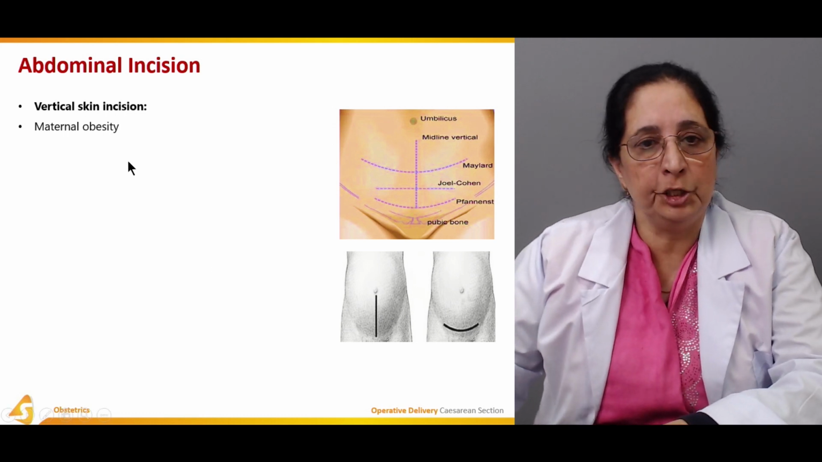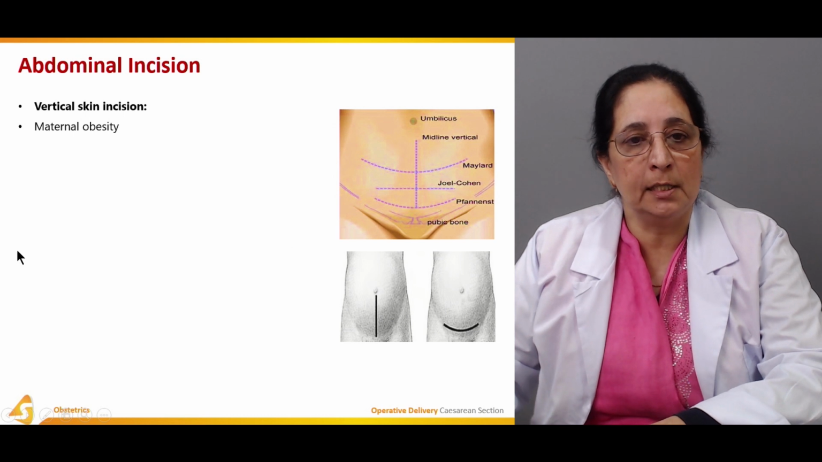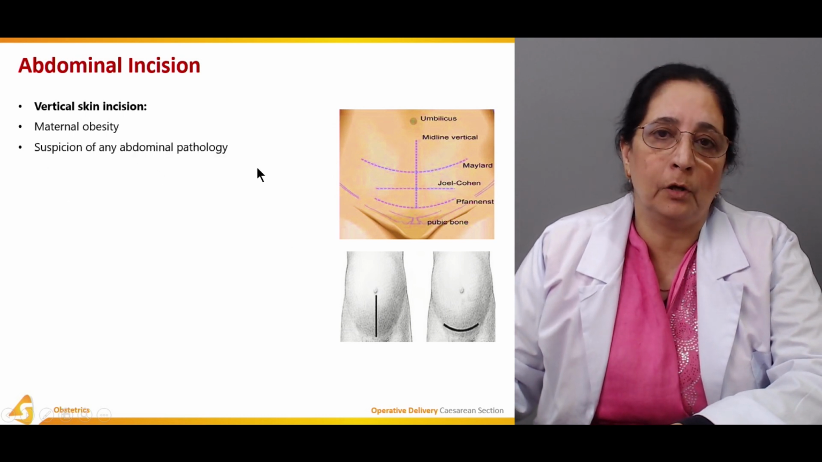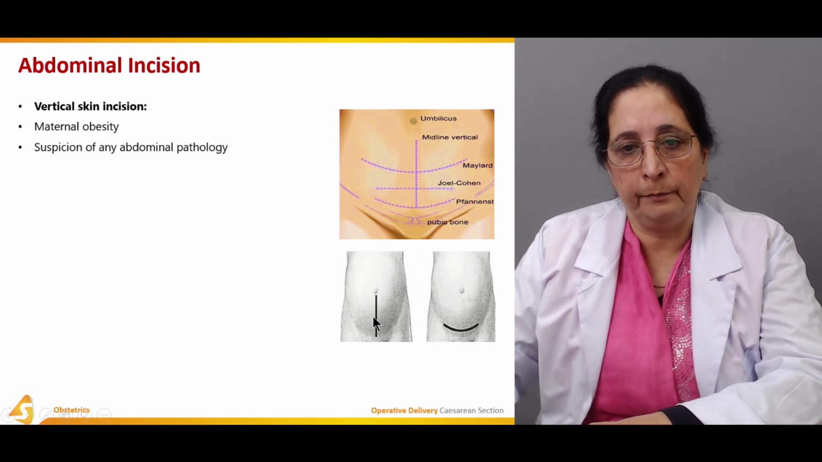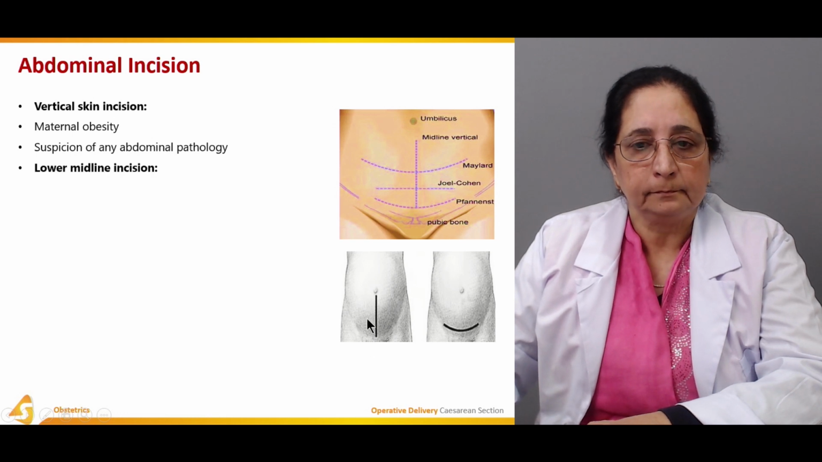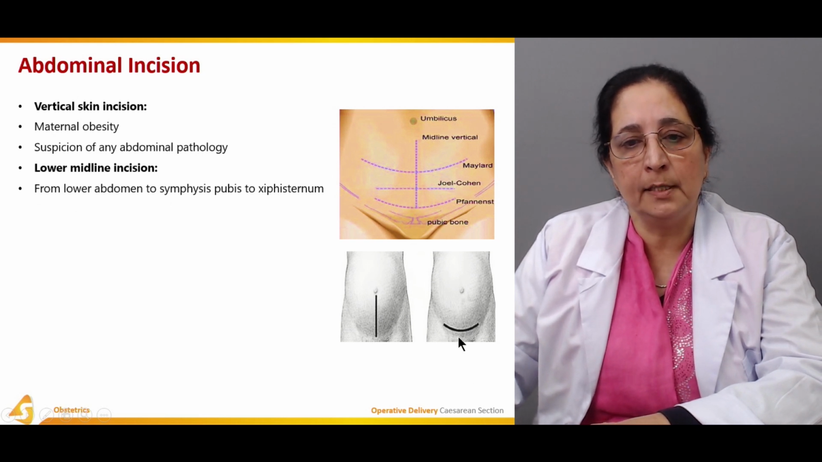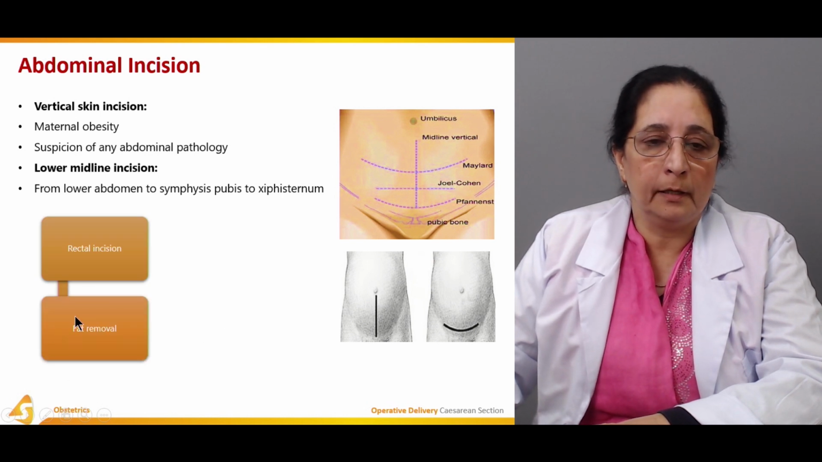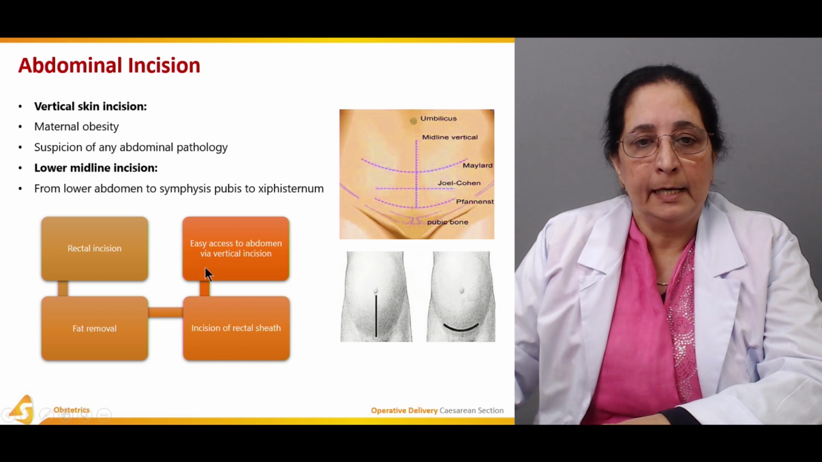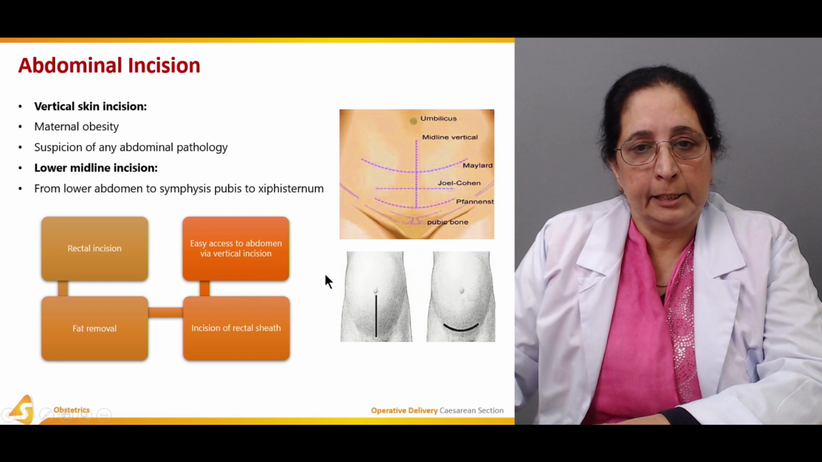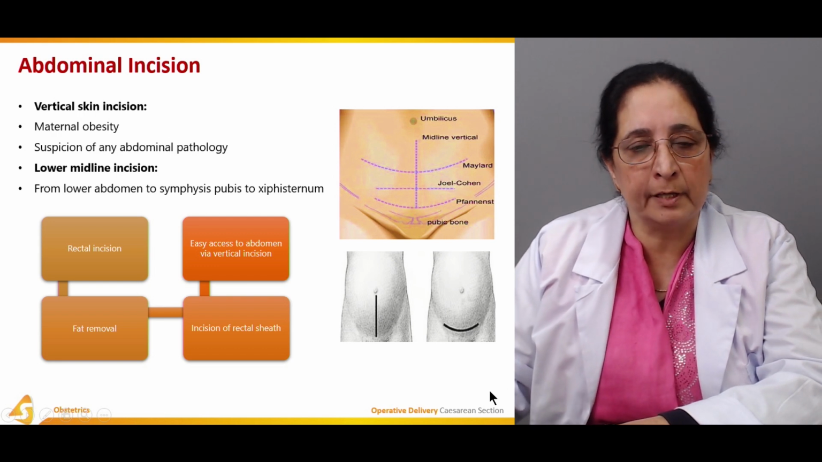For a vertical skin incision, in maternal obesity, if the mother is obese, a big vertical skin incision is given. With suspicion of any abdominal pathology, we need a big area to go in, look for the pathology and remove it. So the midline vertical incision is a lower midline incision from the lower abdomen to the symphysis pubis or xiphisternum. Rectus sheath incision is used if we need fat removal, and incision of the rectus sheath gives easy access to the abdomen via a vertical incision. So all these are different abdominal incisions, and we need different incisions for different reasons.